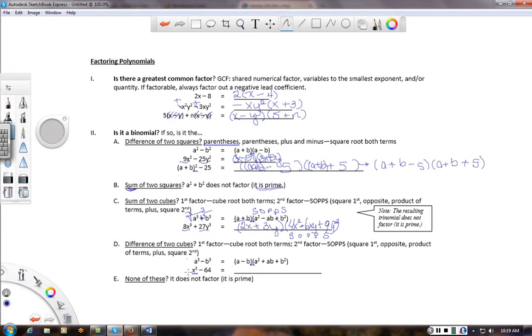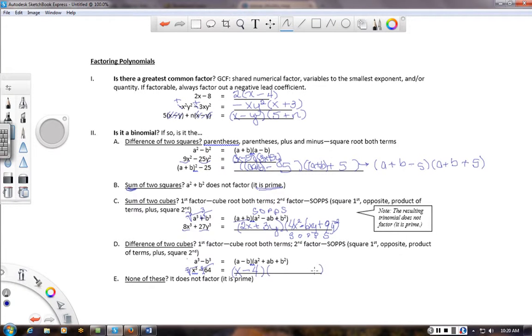Let's apply it to an example. So let's take the cube root of the first term, which of course is x. Keep the same sign, minus. Take the cube root of the second term, which of course is 4. Be careful with the cube root of 64. Sometimes we make the mistake of calling that an 8.